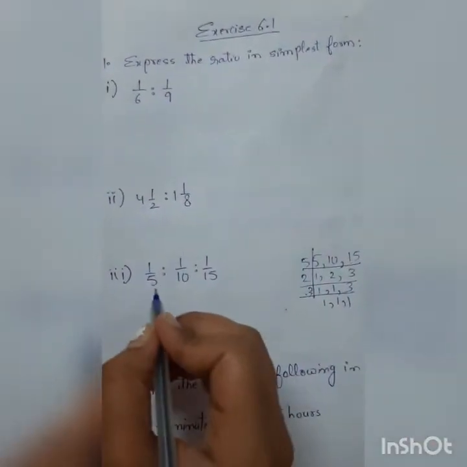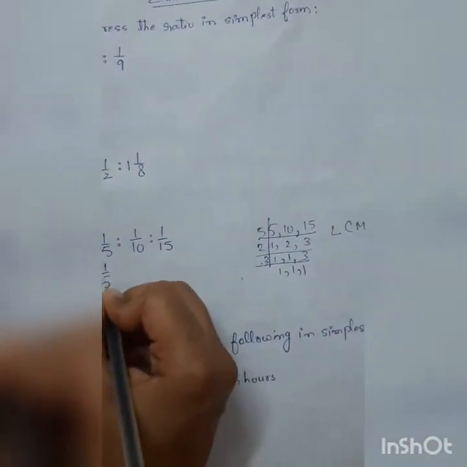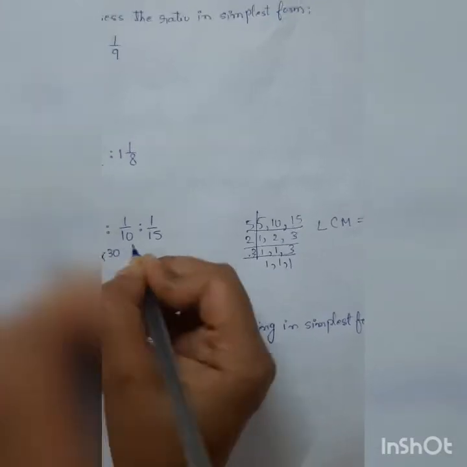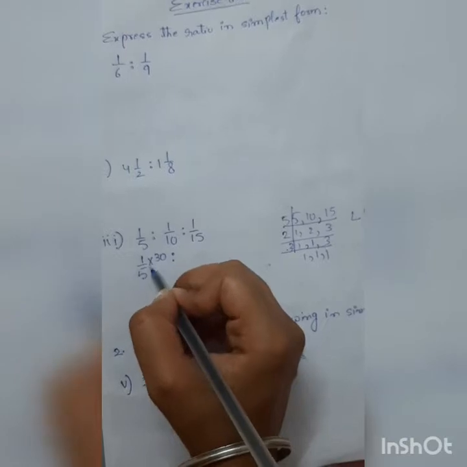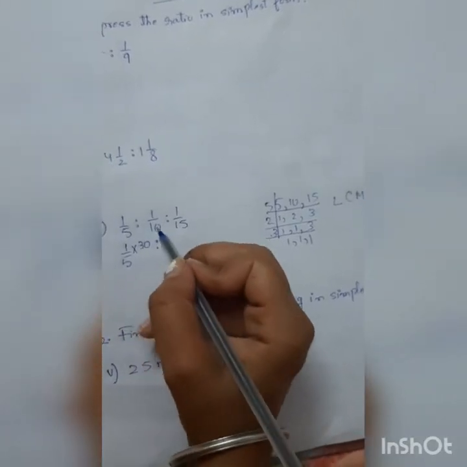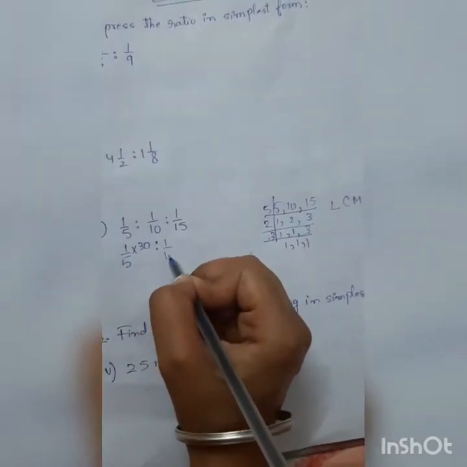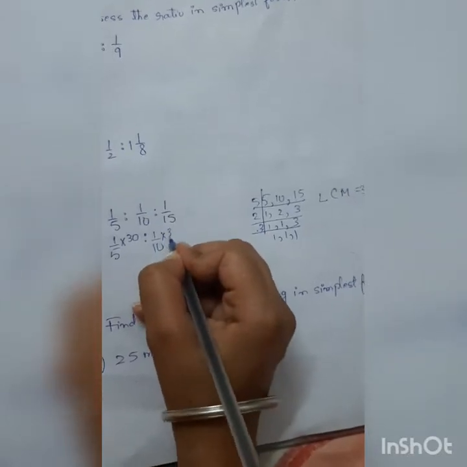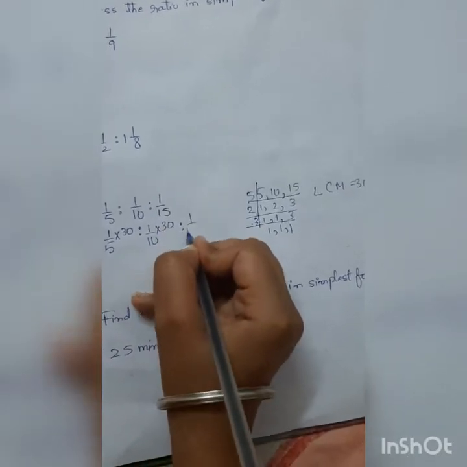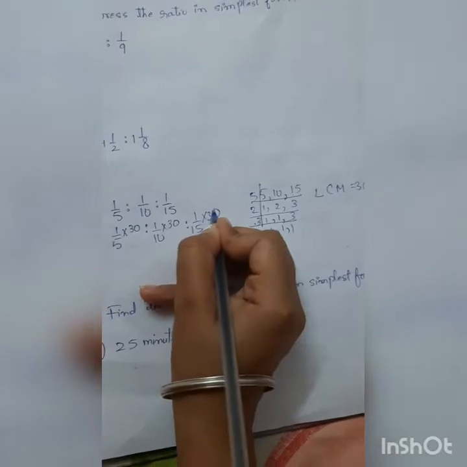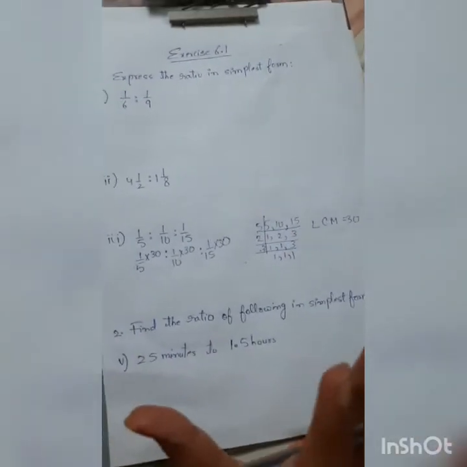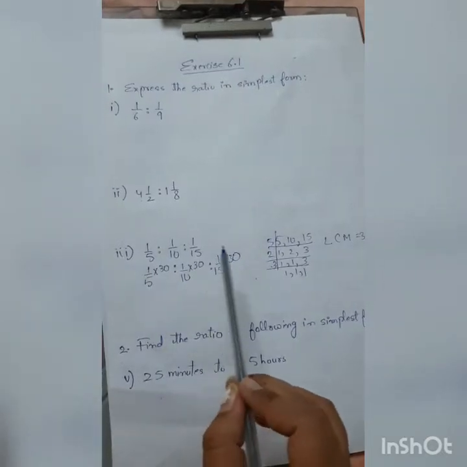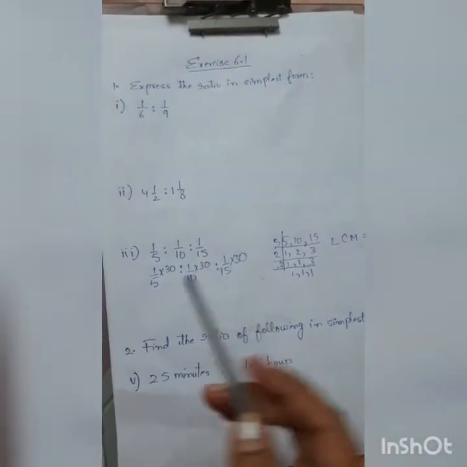Now what I will do is take each and every term and multiply it with the LCM, which is 30. 1 by 5 I wrote into 30, the second term 1 by 10 I will multiply with 30, and 1 by 15 I will multiply by 30. Because I am multiplying all the terms of the ratio by the same number, the ratio will remain the same. If I divide all the terms of the ratio with the same number, it will be the same. So that's why I am doing this.